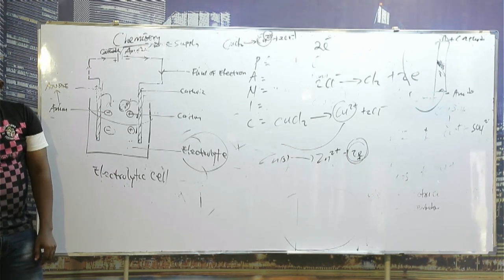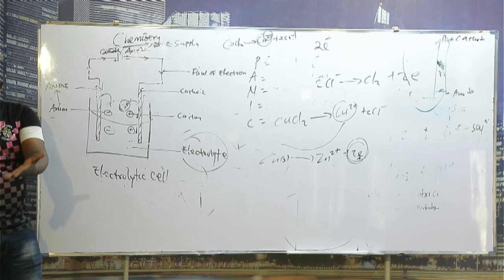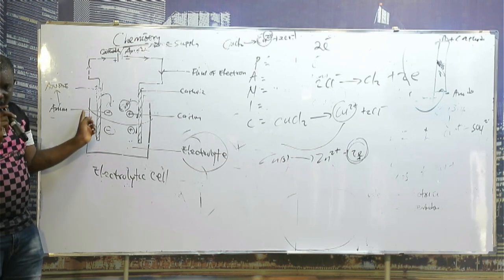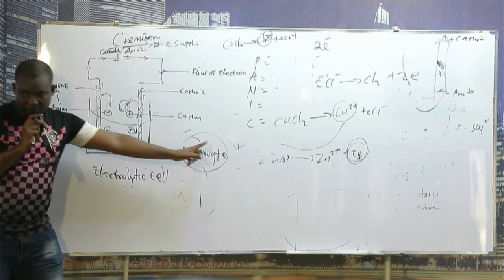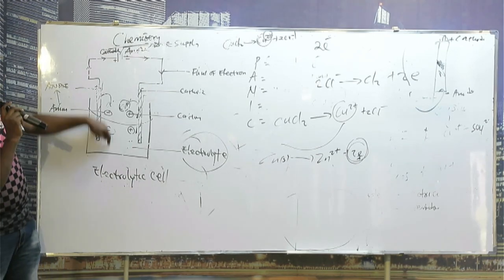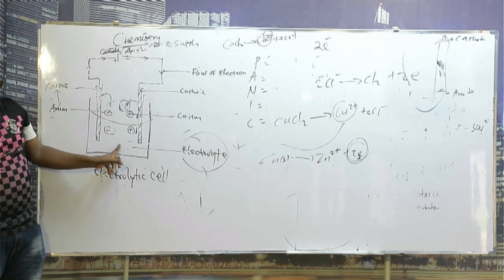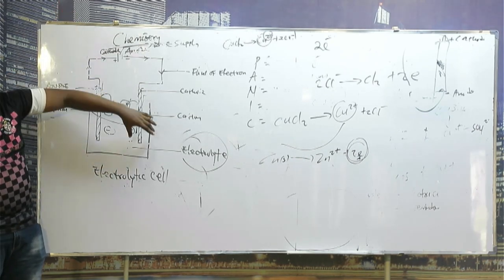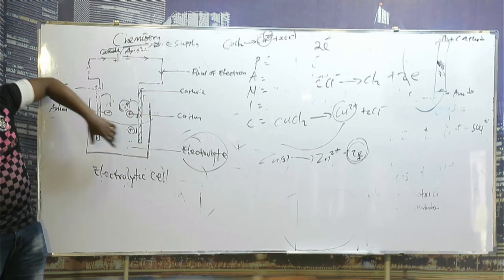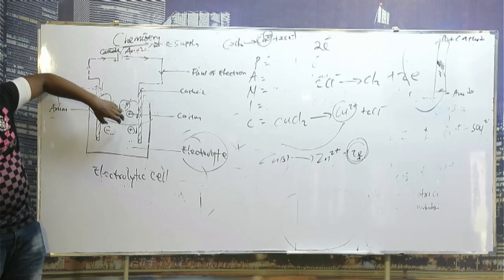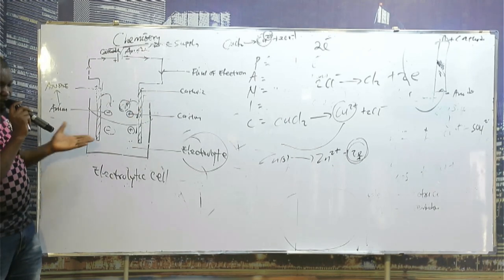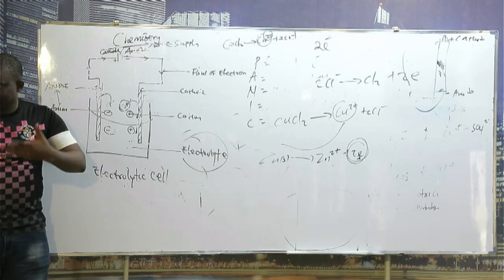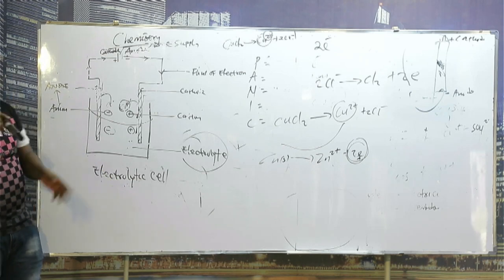In the course of this lecture, I will inform you of the nature of electrode you need to use depending on the electrolyte. You will use something that will not dissolve and interfere with your reaction. That's why there are three factors that affect electrolysis discharge. One is the nature of the electrode. If you don't want any problem, you use inert electrodes, which will not interfere with the reactions.